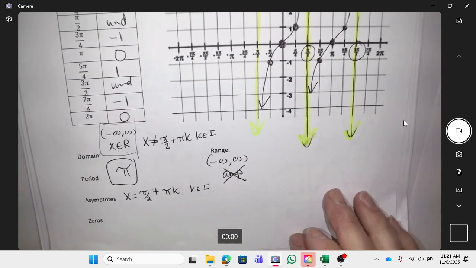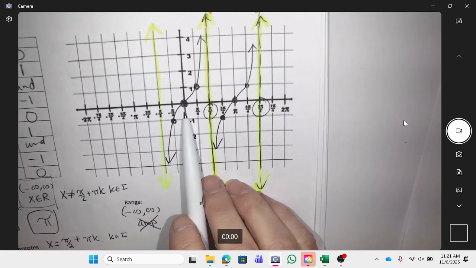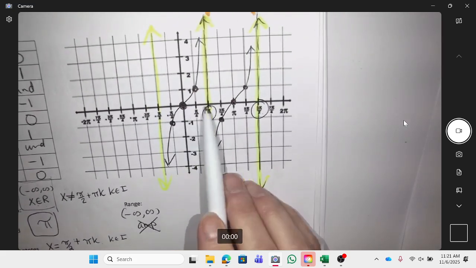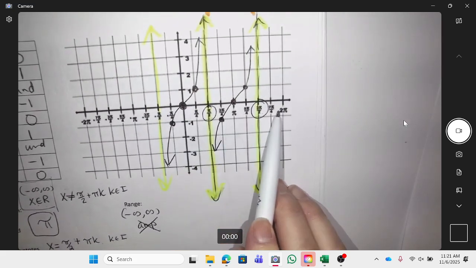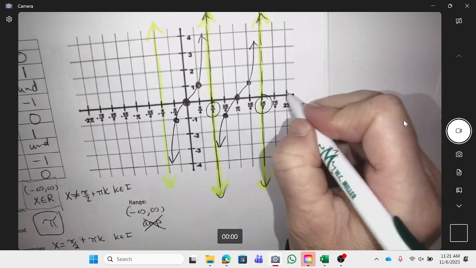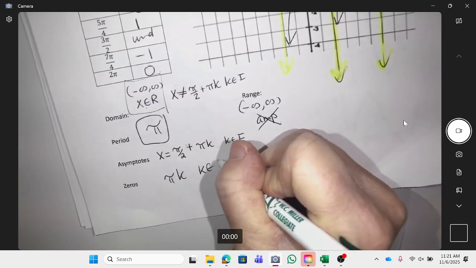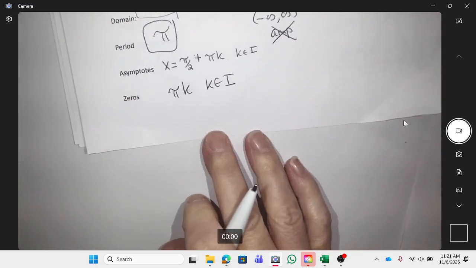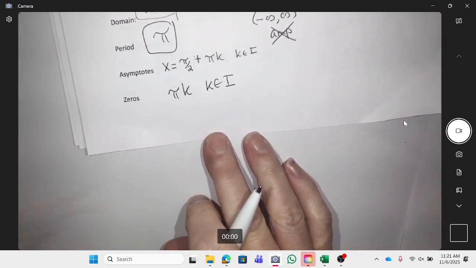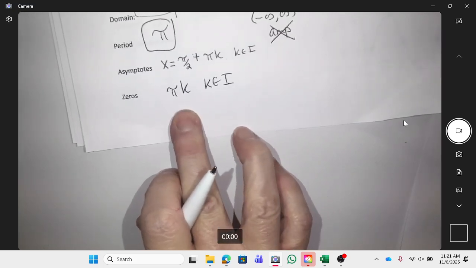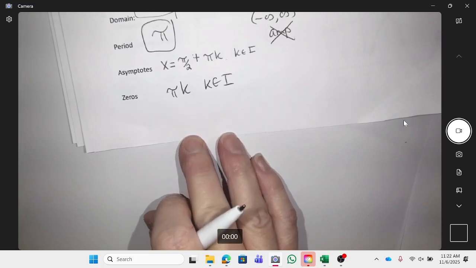And where are the zeros located? So if I look at the x-intercepts, 0, pi. The next one would be at 2 pi. So every pi k. So 0, at 1 pi, 2 pi.